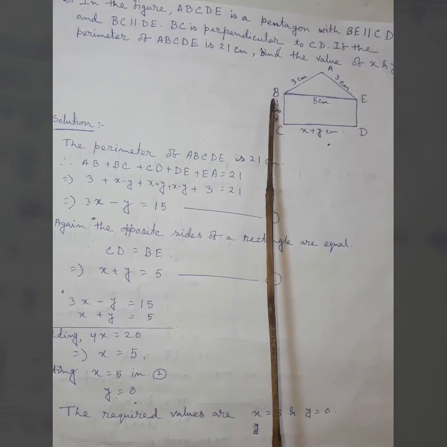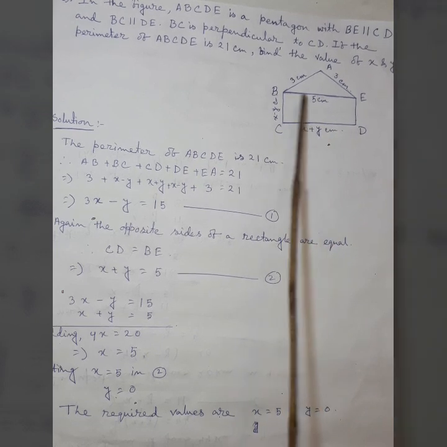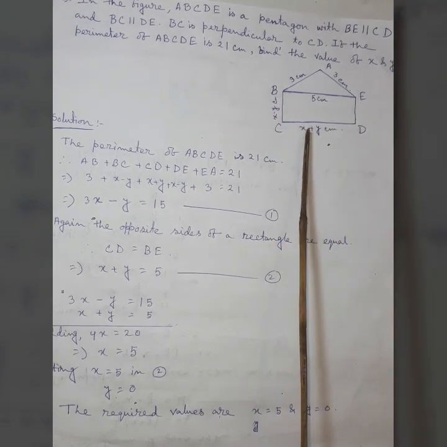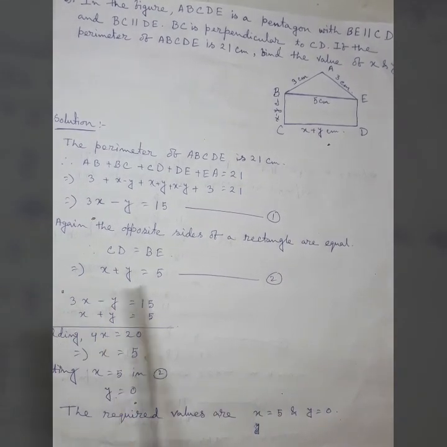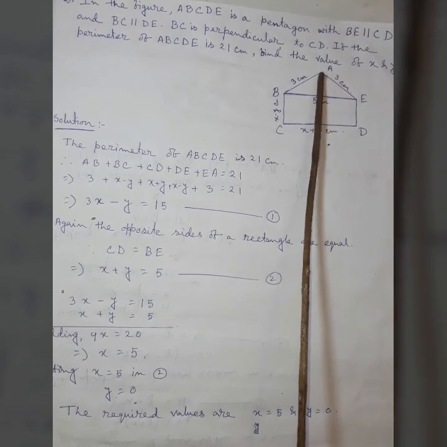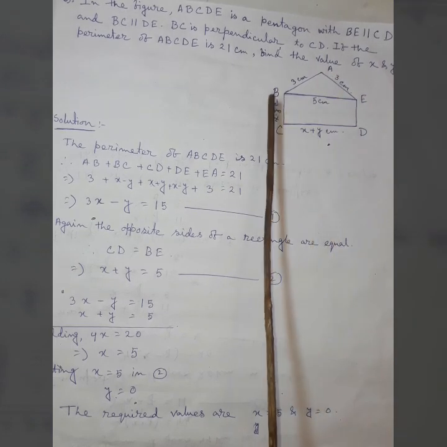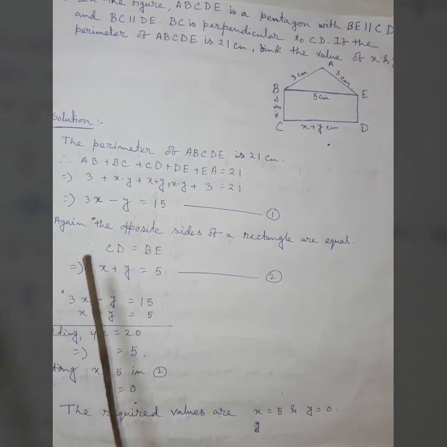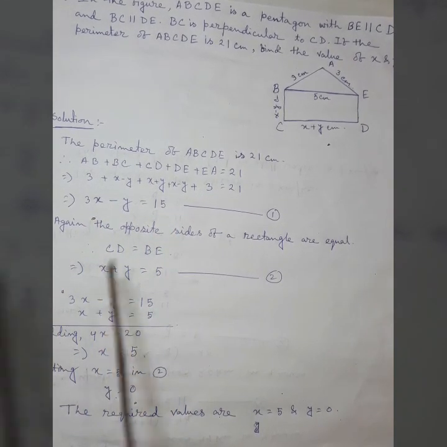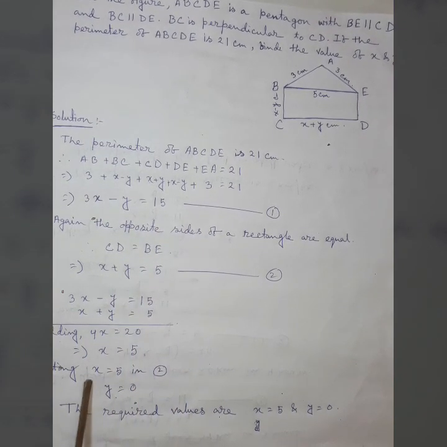BC is perpendicular to CD, it is given. Okay. So this is a rectangle. As it is a rectangle, opposite sides are equal, that is x plus y is equal to 5, the first equation. And another equation will be the perimeter, that is the sum of these five sides is equal to 21. From that 3x minus y is equal to 15. Then by solving these two equations by the elimination method, we can get x is equal to 5 and y is equal to 0.